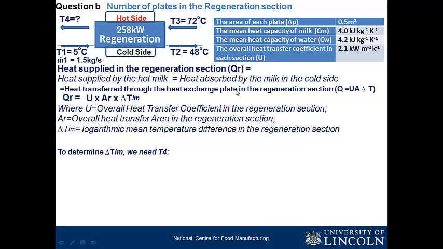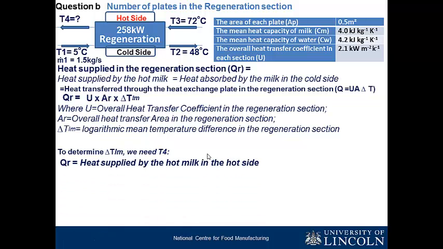But for us to determine delta TL, we need T4. We do not know T4. We need to find T4, because we can't just say this is the temperature difference. We need to use the logarithmic mean temperature difference in the regeneration section. And how do we do that?